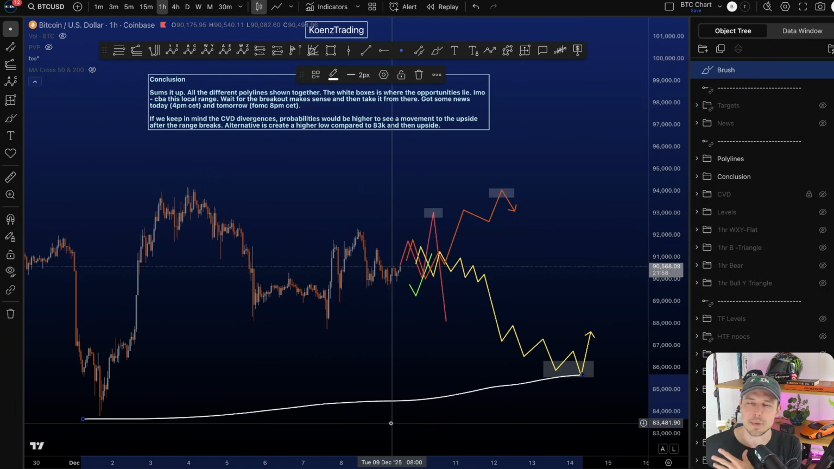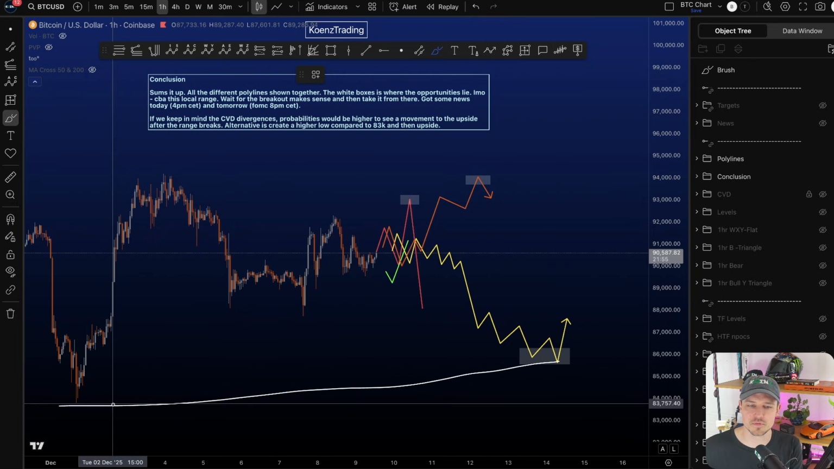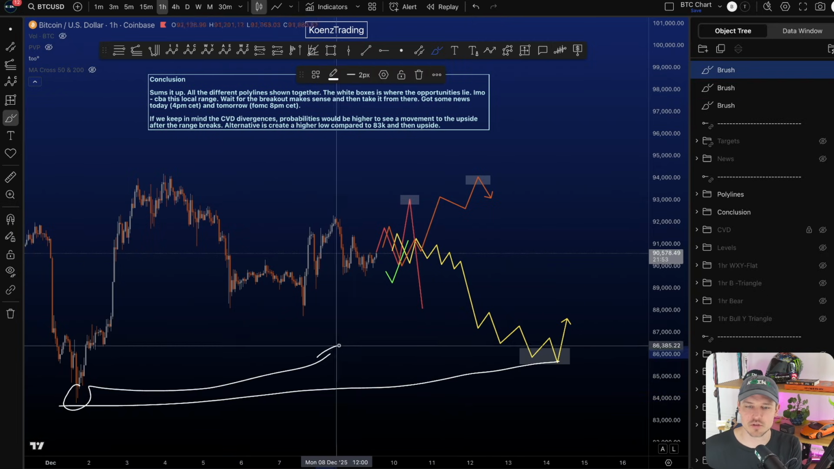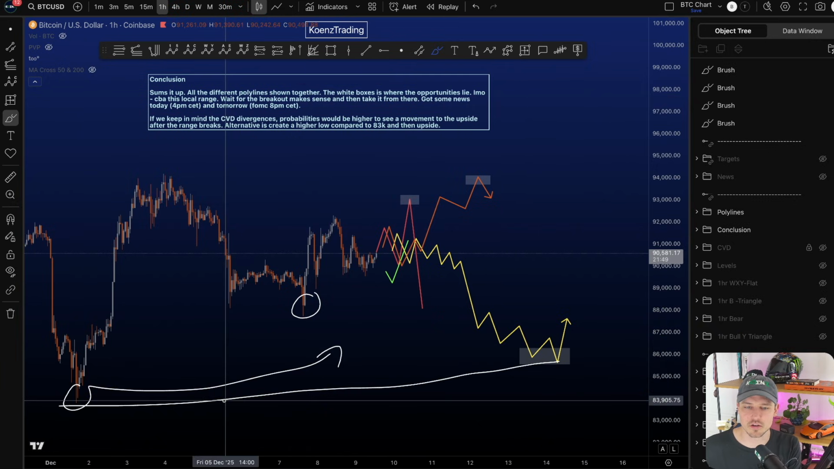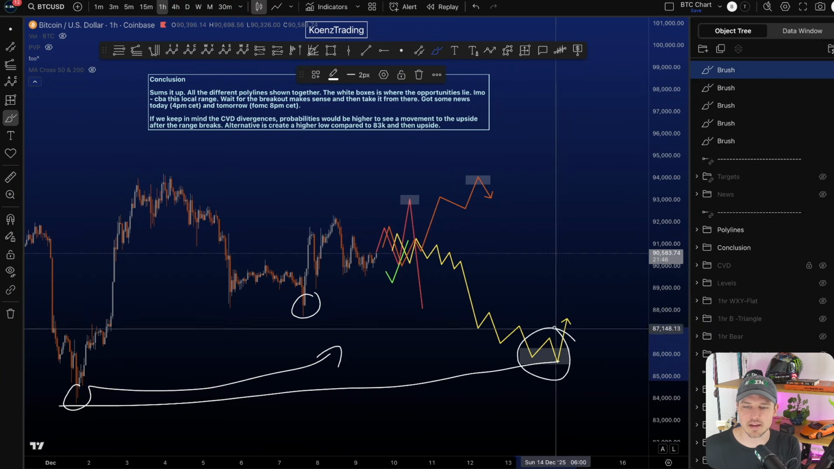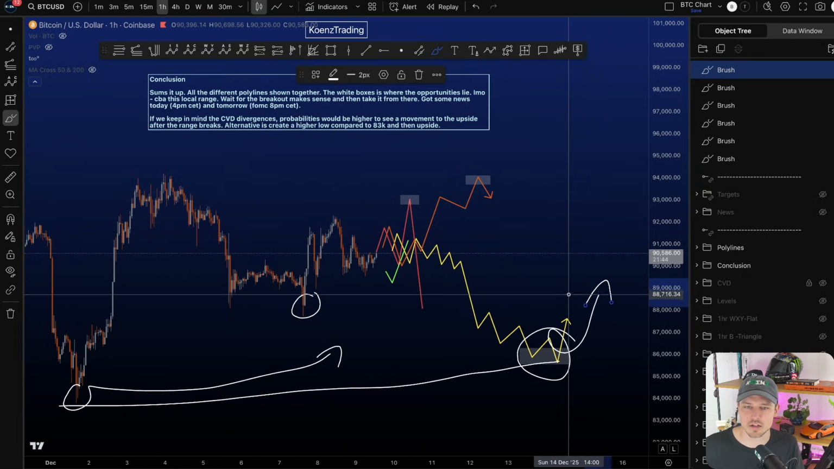Alternative case would be that if price does move to the downside out of this range, that we create a higher low, maintain the bullish CVD on the 4-hour time frame from this low to the upside. Currently, the CVD is visible over here. If you would make another low, then this would be the new bullish CVD, and then look for a move towards the upside over here.